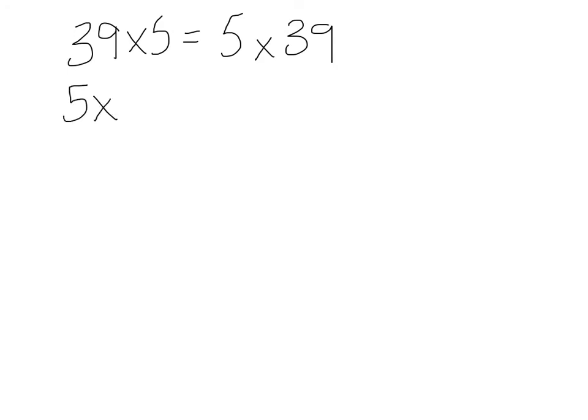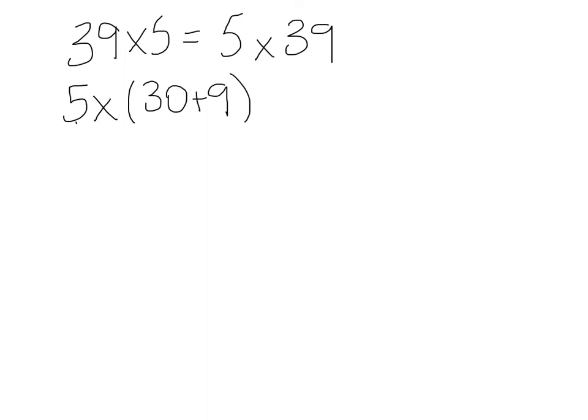Number 2 is 39 times 5. Now in problems like these, I highly recommend using the commutative property and flipping this to be 5 times 39. It's kind of easier to think about it this way. So I'm going to break apart my 39 into two numbers that are easier for me to multiply mentally. So I'm going to do 30 plus 9.